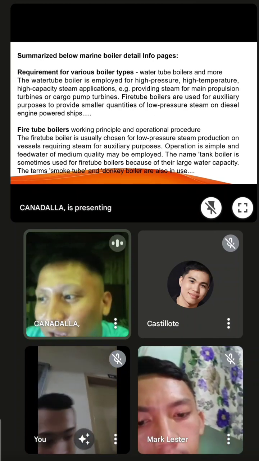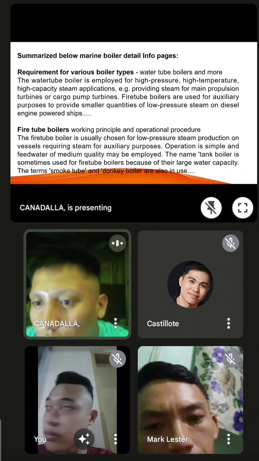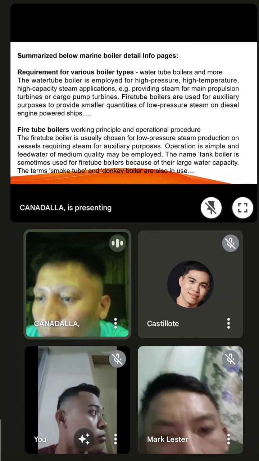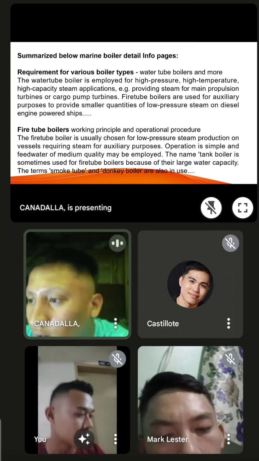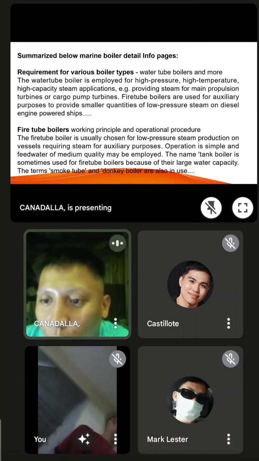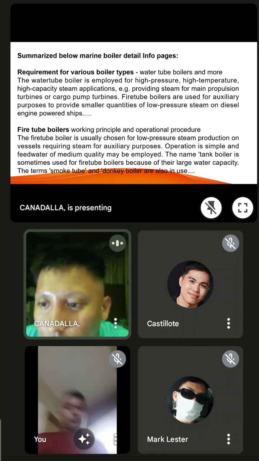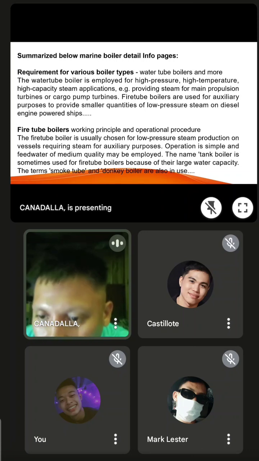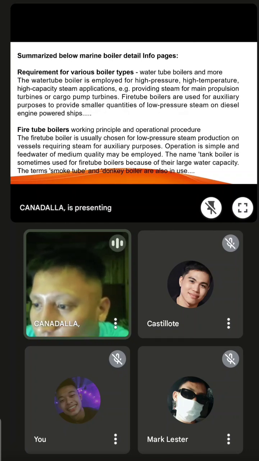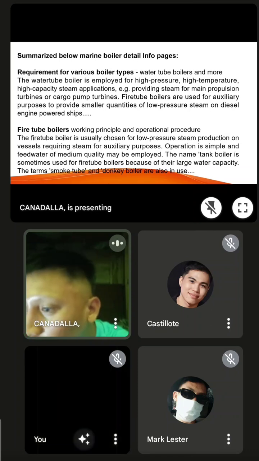Providing steam from main propulsion turbines or cargo pump turbines, fire tube boilers are used for auxiliary propulsion purposes, to provide smaller quantities of lower pressure steam on diesel engine powered ships. Fire tube boilers: working principle and operational procedure.